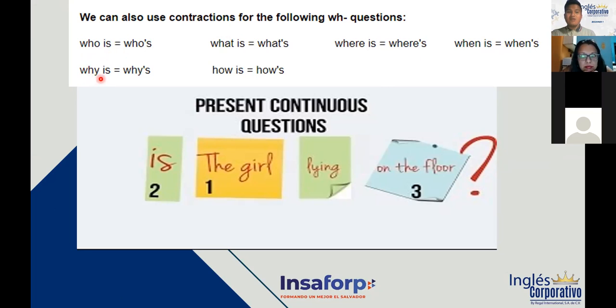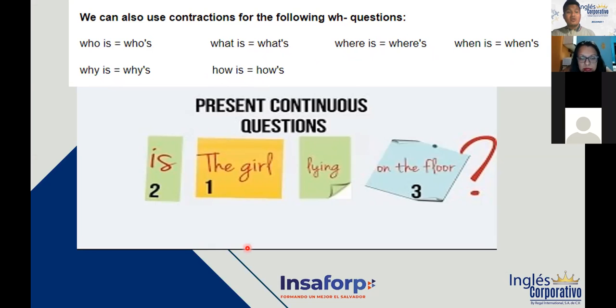So if you have why is, you can say why's. If you have what is, what's. If you have how is, how's. If you have where is, where's. If you have when is, when's. So in all of them, we can make that contraction, okay?